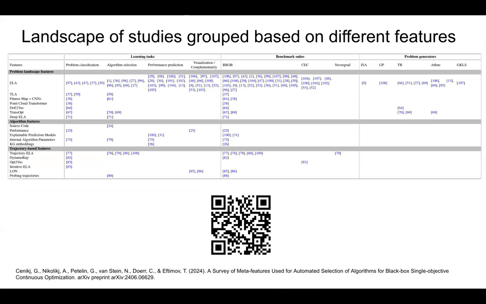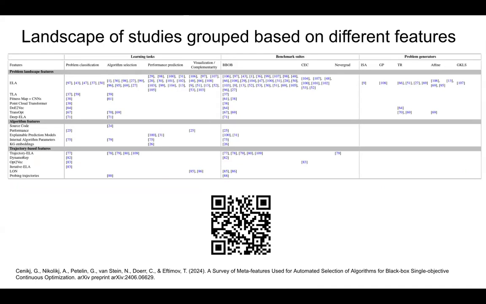And then all those studies we were discussing, there is one survey article which is available on arXiv. We still need to put some information in, in the hope that the survey gets accepted. But then you can see all those features we talked about today, separated into problem features, algorithm features, and trajectory features. Then you can see in which scenario they are evaluated: algorithm selection, performance prediction, problem classification, only for visualization.